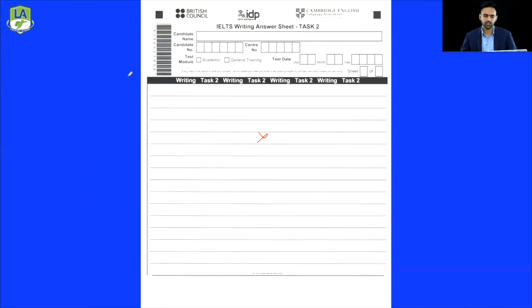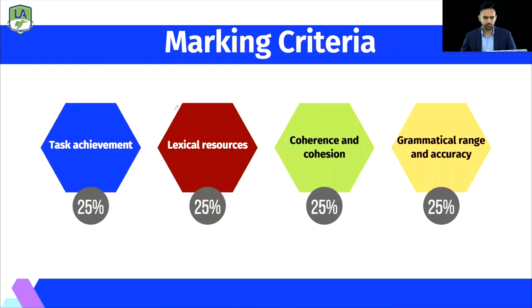If you're taking the paper-based test, this is what your answer sheet is going to look like. Whenever you practice, make sure you practice on this so that you are aware of the sentences and you don't face any problem writing, and your handwriting is super clean and neat.